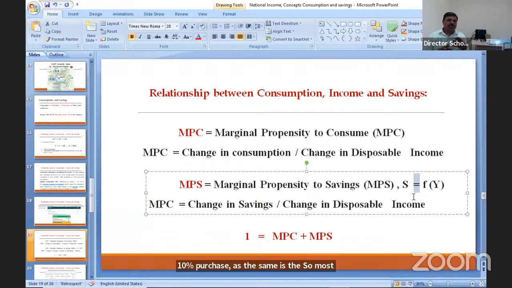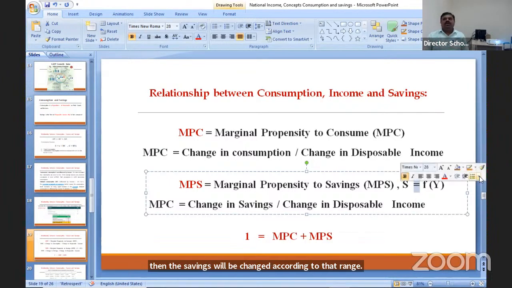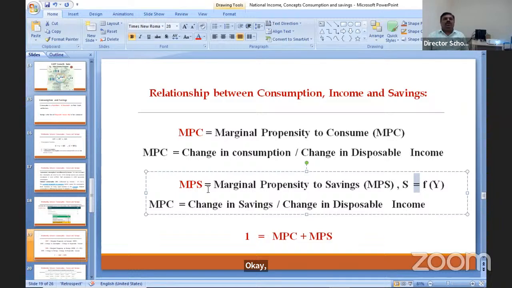समजतंय? So therefore, I assured you that if the disposable income changed by a particular range, then the savings will be changed according to that range only. Okay. So this is, लक्षात येते काय, सांगतो ते काही डिफिकल्ट नाहीये मला तरी वाटतं.